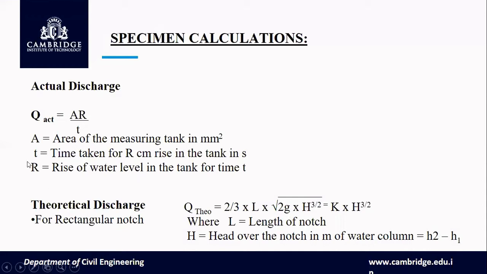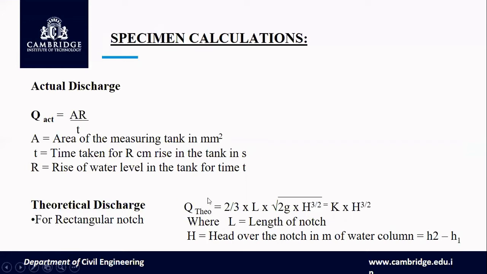Then once after calculating the actual discharge, you have to calculate the theoretical discharge. So, theoretical discharge for rectangular notch. These theoretical discharge expressions will be different for different notches, depending upon the shape. For triangular notch, we will have a different discharge expression. For trapezoidal notch, we'll have a different expression. For stepped notch, we'll have a different expression. In our case, we are using a rectangular notch.